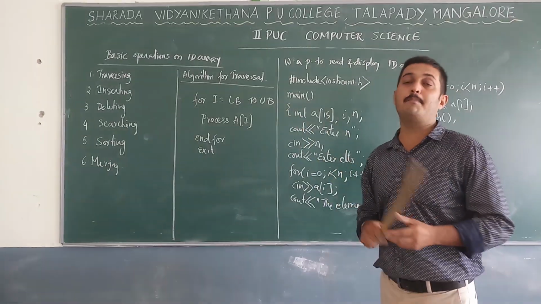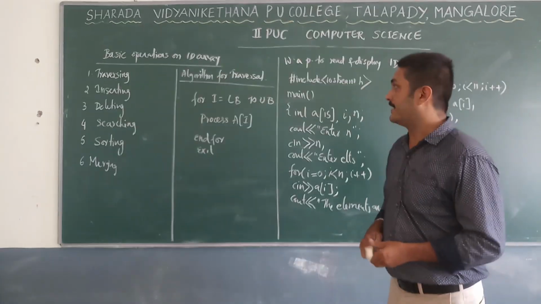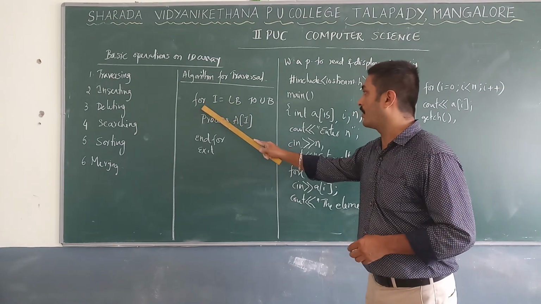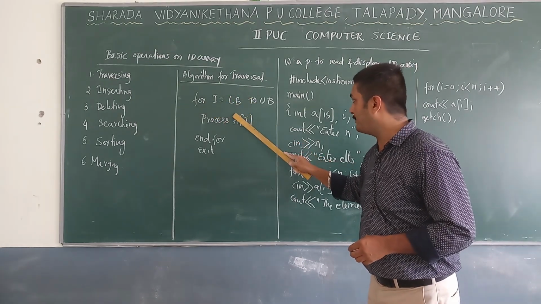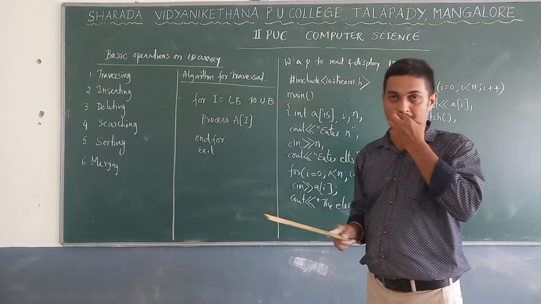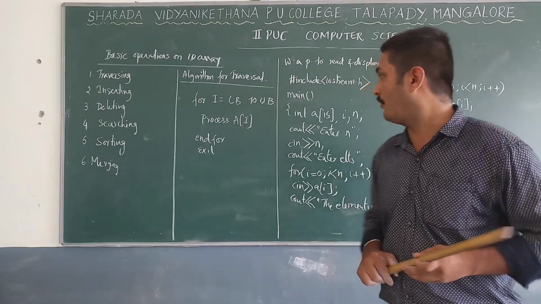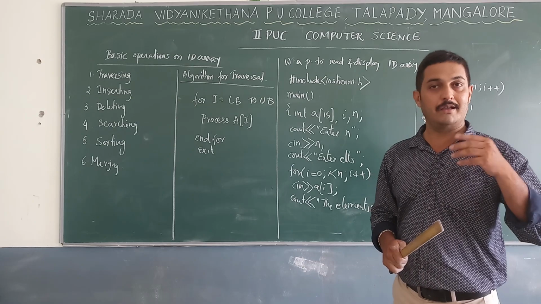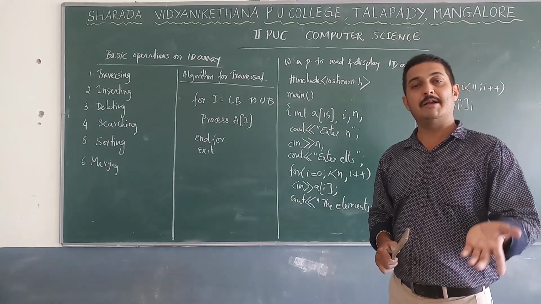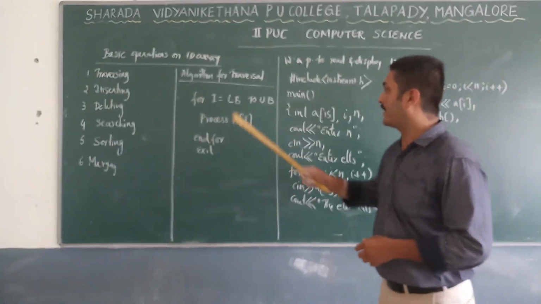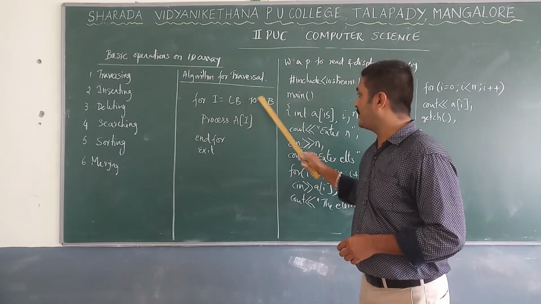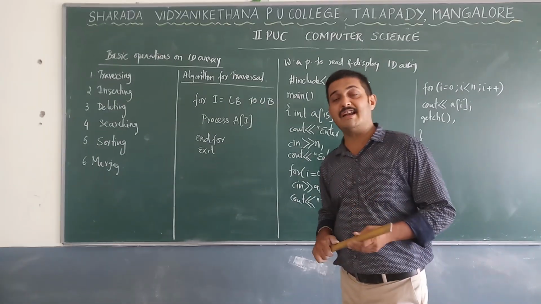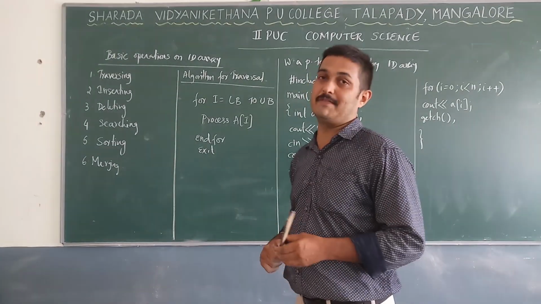UB means upper index value. Okay, these are about the for statement. So we need a for statement: for I equal to LB to UB, lower bound to upper bound, process A of I. Process means it may be an input process or an output process. Okay, for I equal to LB to UB, process A of I, and end for. Okay, these are about the algorithm for traversal.